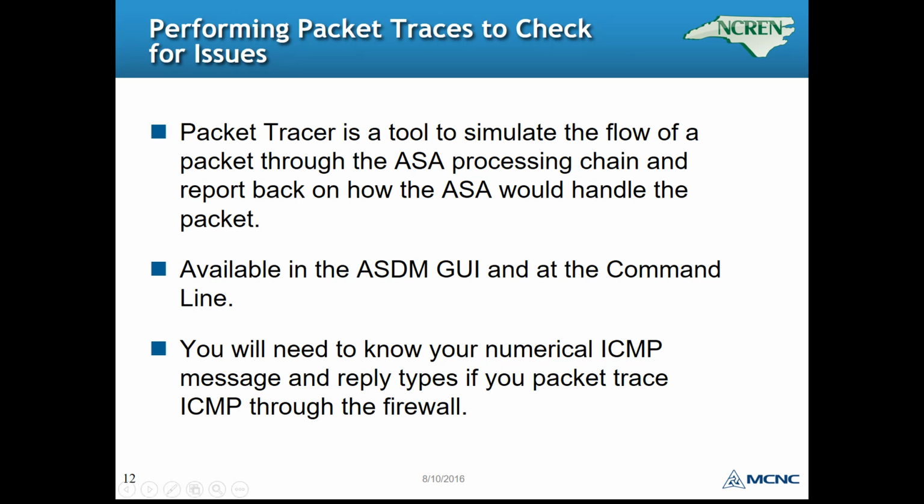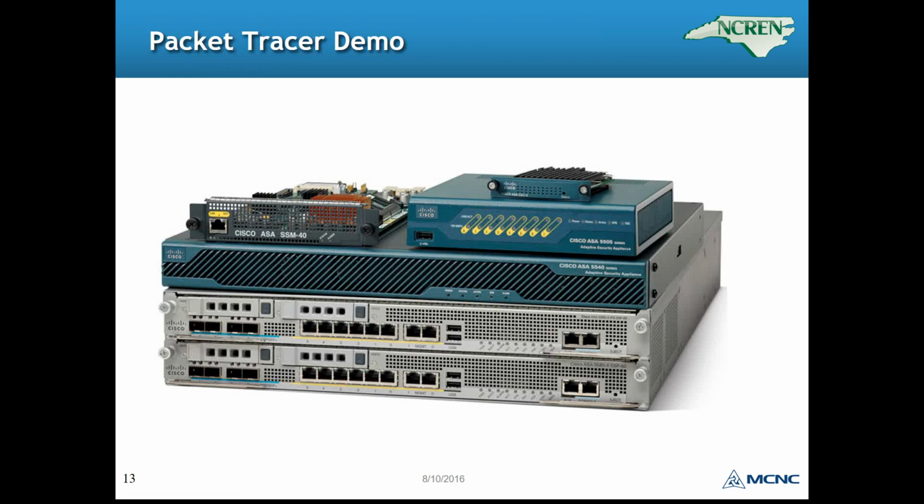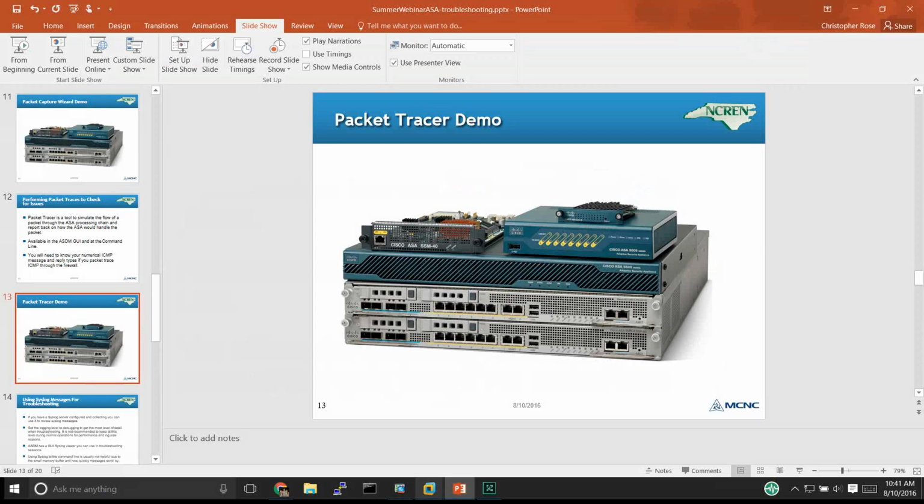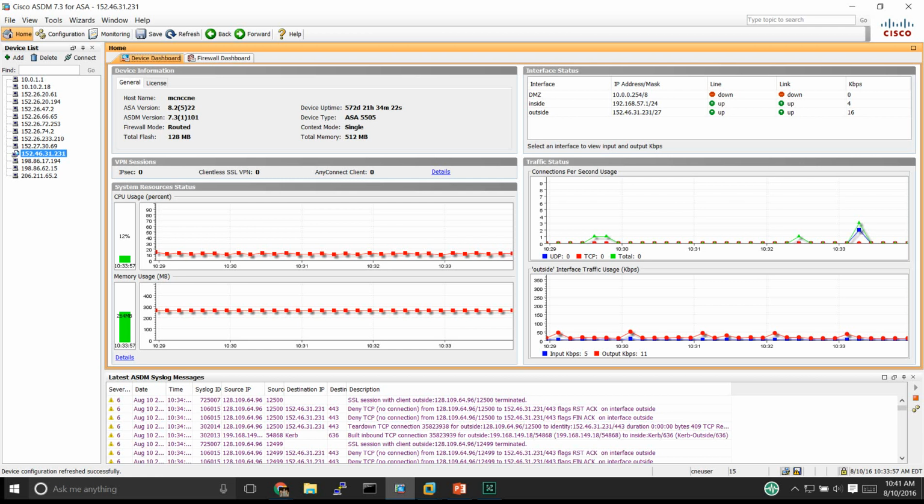So we're going to go back to our ASA here. The packet tracer isn't in the wizards, it's actually up here under tools. So if you go up here under tools, you'll see packet tracer, and you also see the ping and the traceroute commands up here too.